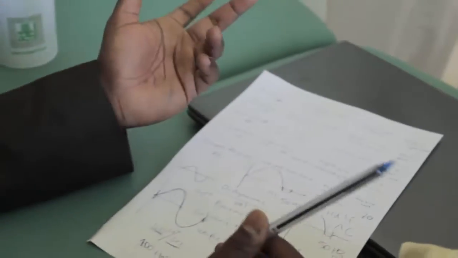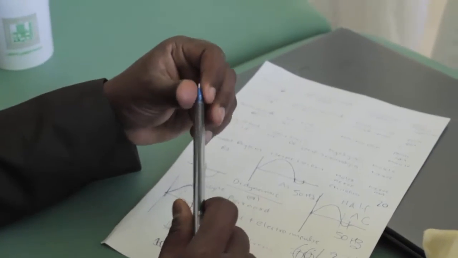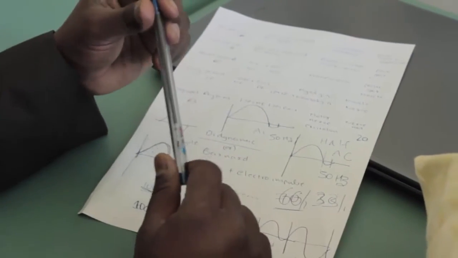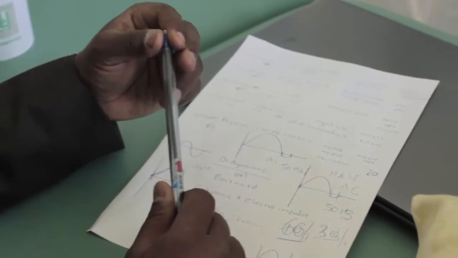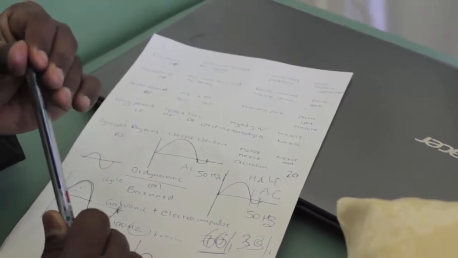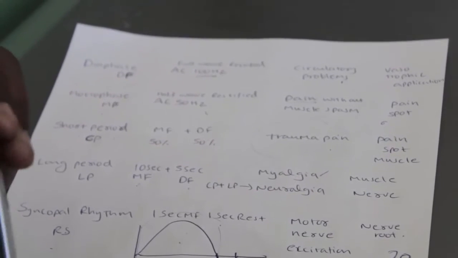So in the practicals, you may get a patient who had a trauma just 2 days before and has severe pain in the ankle region. You have to apply diadynamic currents. So choose the type of the diadynamic current and its parameters. Which type of diadynamic current do you use for trauma pain? Short period, because it is for trauma. Okay, short period, and the application is pain spot application. Okay, so like this you have to treat the practical. So we'll show you the practical.